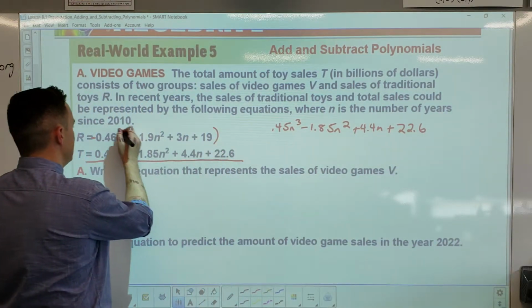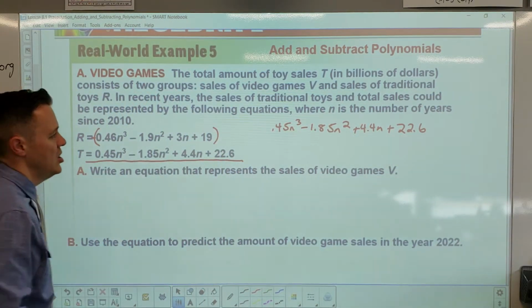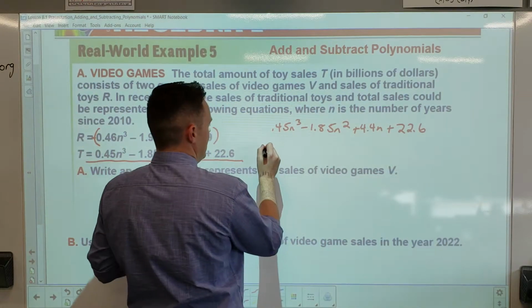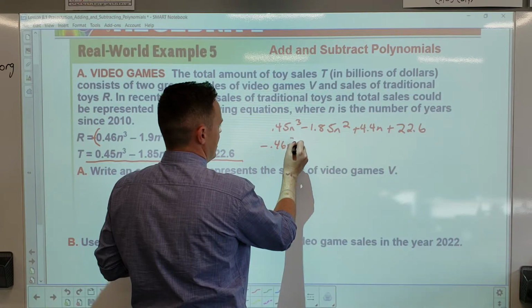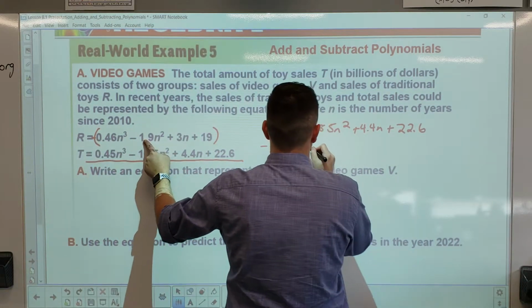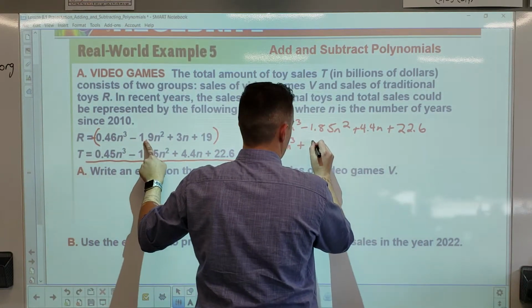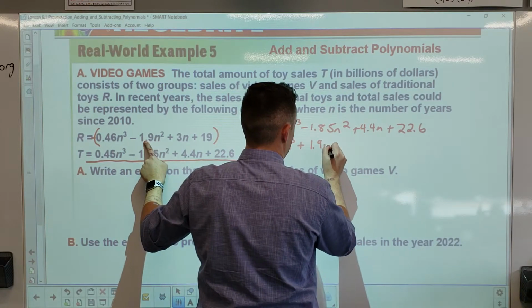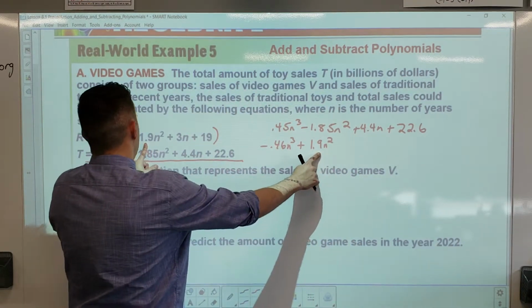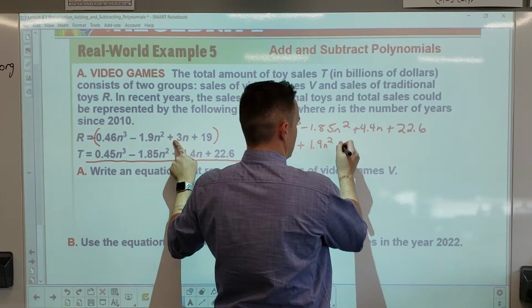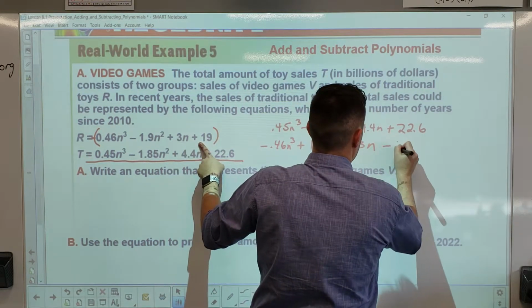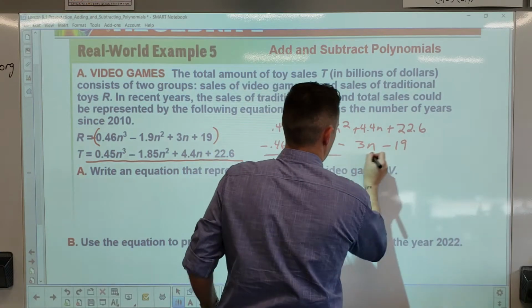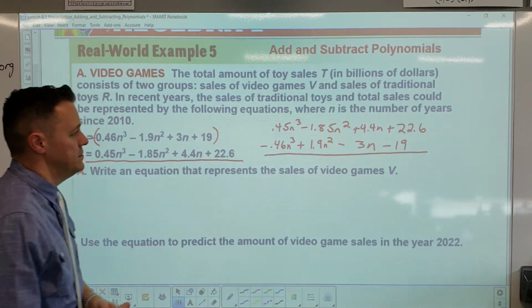So if I'm subtracting this equation, know that this now is going to be negative 0.46n to the third. Negative and negative is positive, plus 1.9n squared, just like that. Negative and a positive is minus 3n, and then it's going to be minus 19. Okay, and then you just simplify, right?